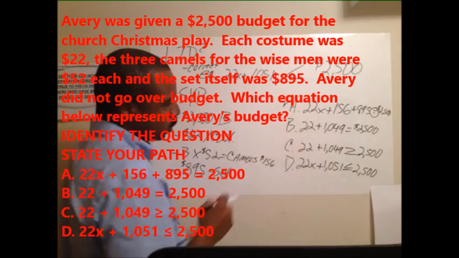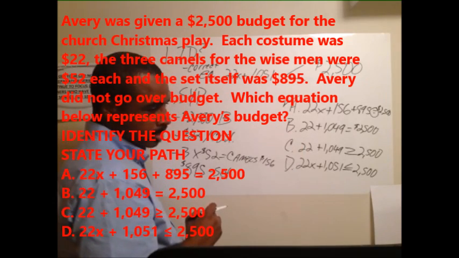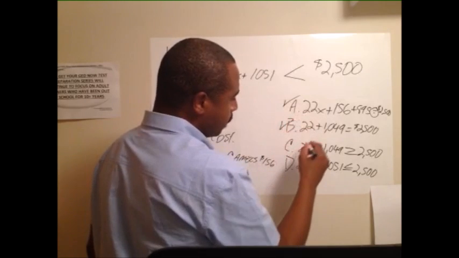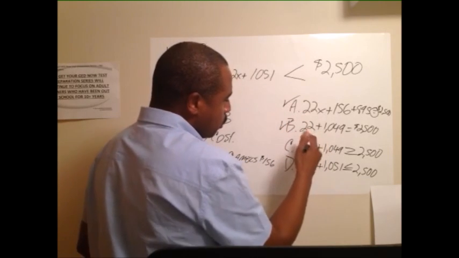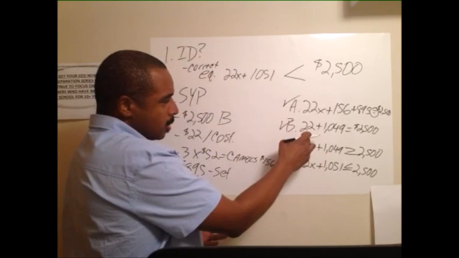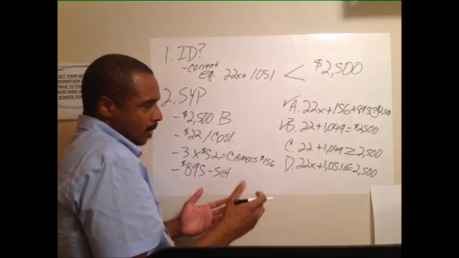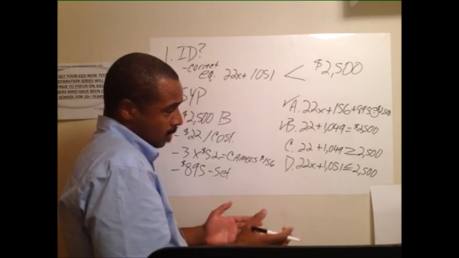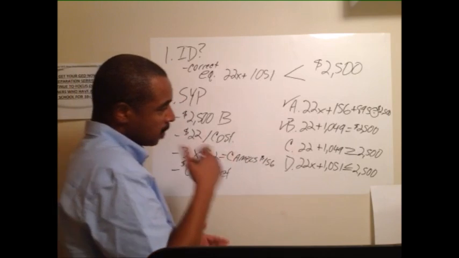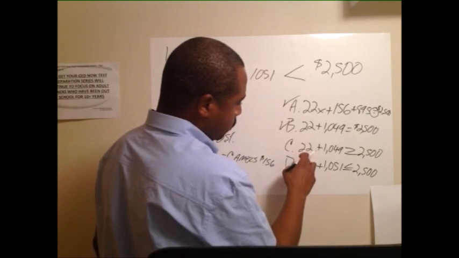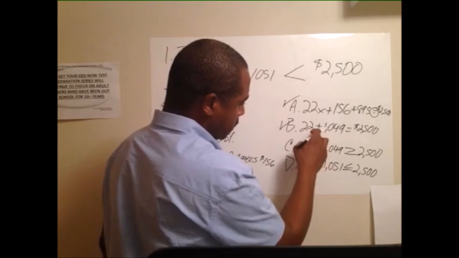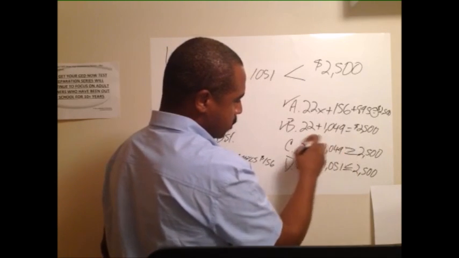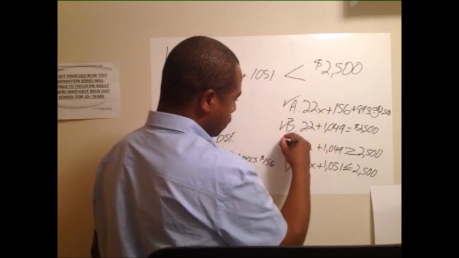B, 22 plus 1,049. Well, we've got to cross that one out too, because this is just one costume. We don't know how many people, so that $22 doesn't tell us how many costumes. It just tells us the cost of one costume. Okay, and we don't know how many people are in the play, so we have to X that one out. C, 22 plus 1,049. Again, this is missing the number of costumes, the X, and also it says that this is greater than, meaning that Avery went over budget.